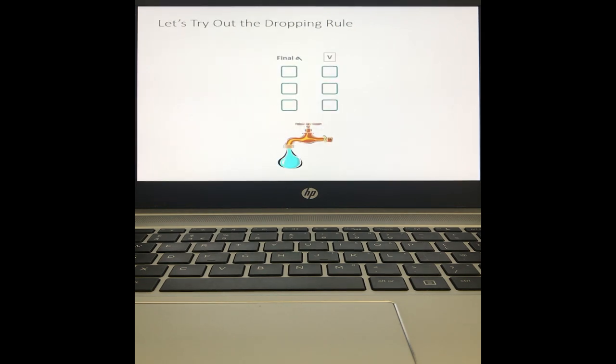Let's try some of these out. We have the base word shape, and we're adding suffix ed. Does my base word end in a final silent e? Yes. Am I adding a suffix that begins with a vowel? Yes, that's a vowel suffix. So, will I drop the final e before spelling? Yes, you will drop the final e. Shaped is spelled S-H-A-P-E-D. Let's try another one.